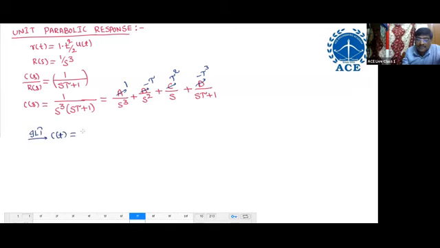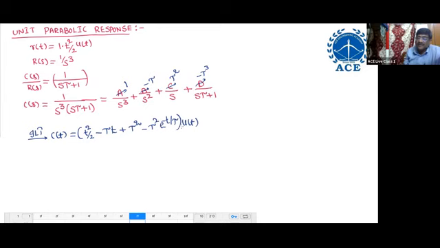1 by s cube means what? t square by 2. So c of t is t square by 2 minus tau t plus tau square minus tau square e power minus t by tau, times u of t, I think.